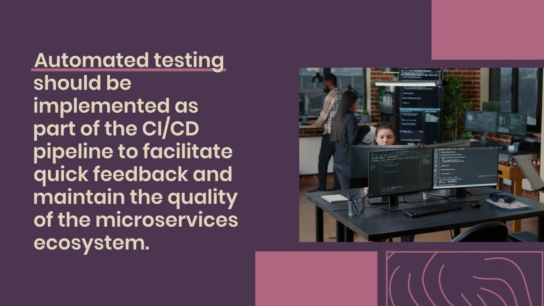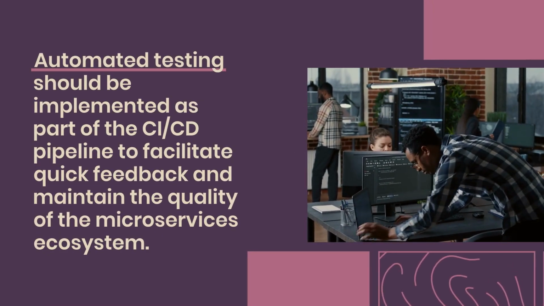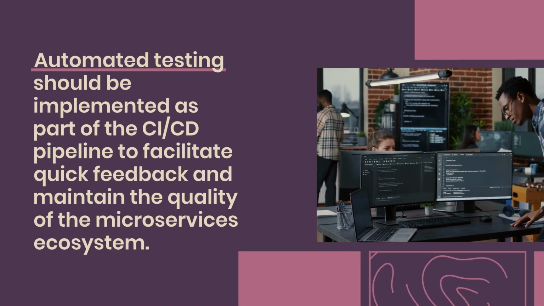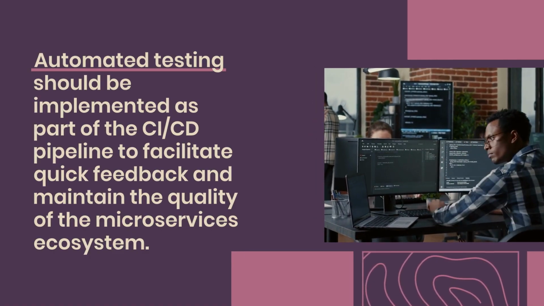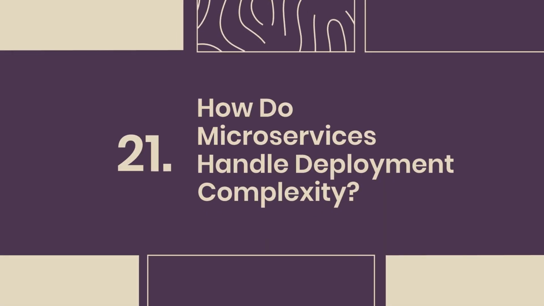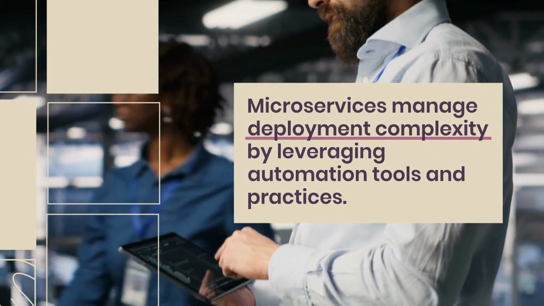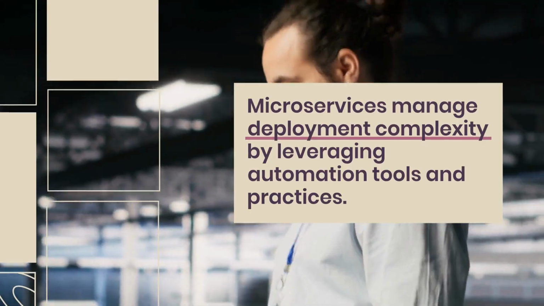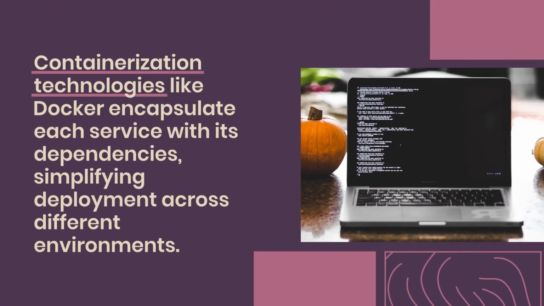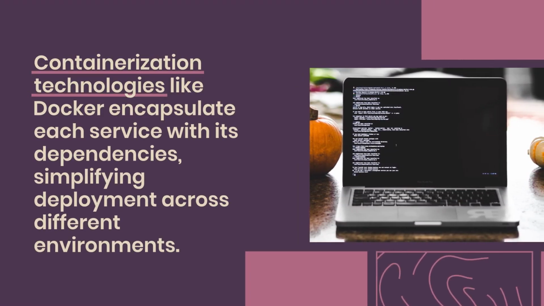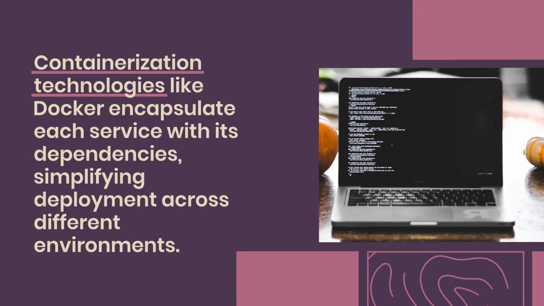Automated testing should be implemented as part of the CI/CD pipeline to facilitate quick feedback and maintain the quality of the microservices ecosystem. 21. How do microservices handle deployment complexity? Microservices manage deployment complexity by leveraging automation tools and practices. Containerization technologies like Docker encapsulate each service with its dependencies, simplifying deployment across different environments.